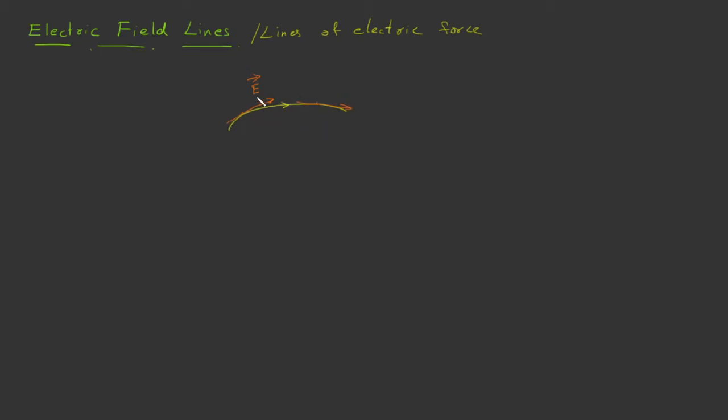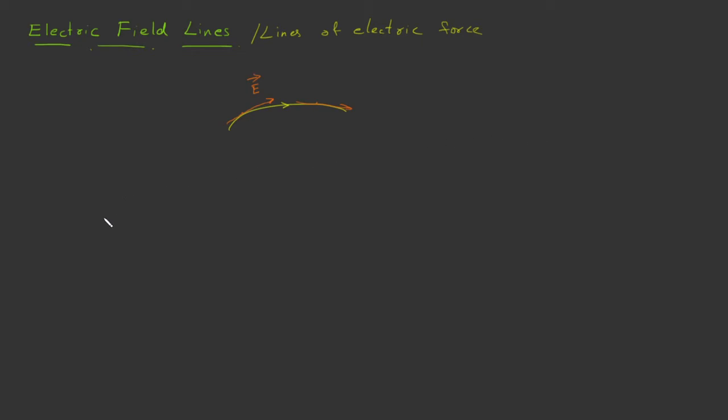So an electric field line is a curve drawn to show that the tangent to it at each point is in the direction of the net field at that point. So we can draw electric field lines for any case. Now we are going to draw electric field lines for positive and negative point charges.